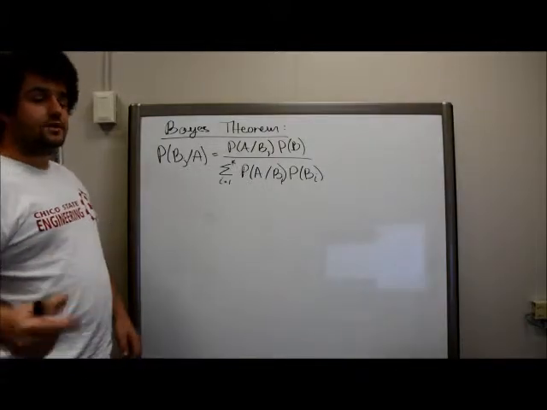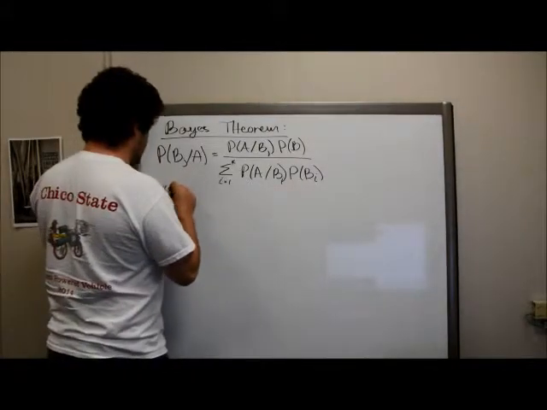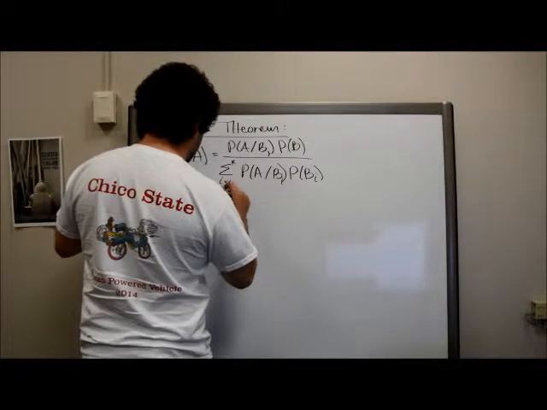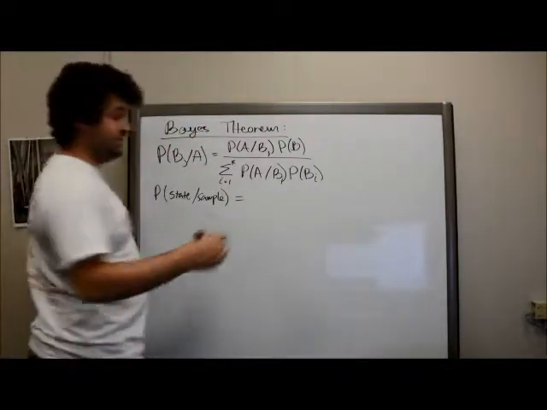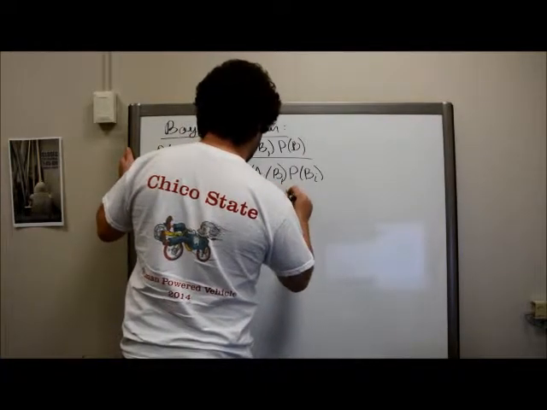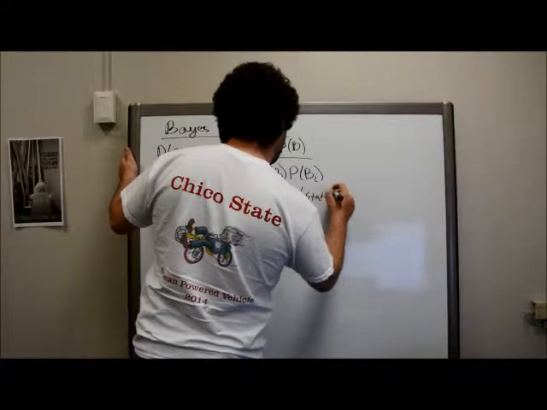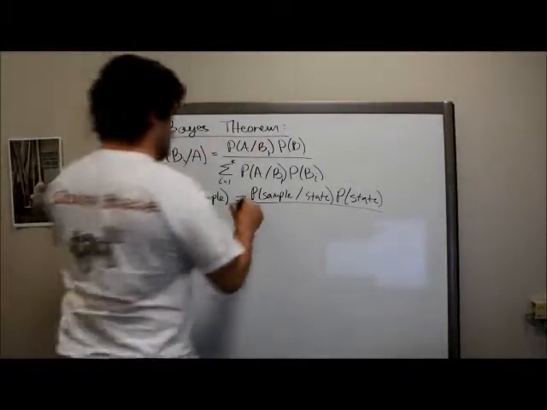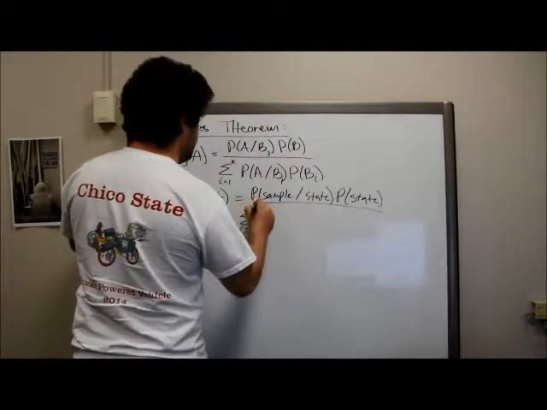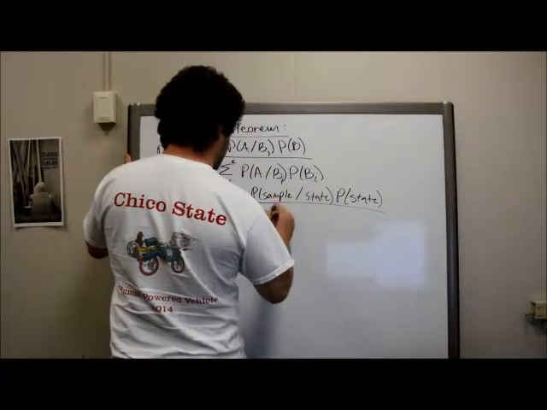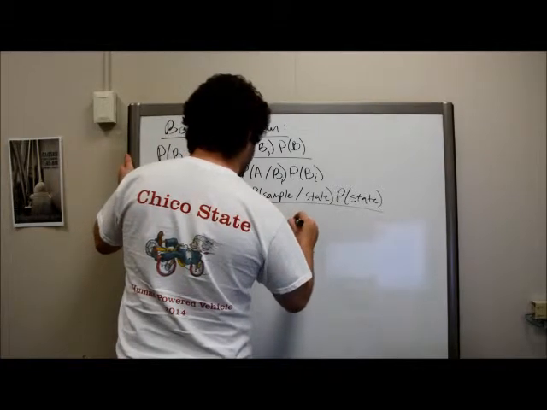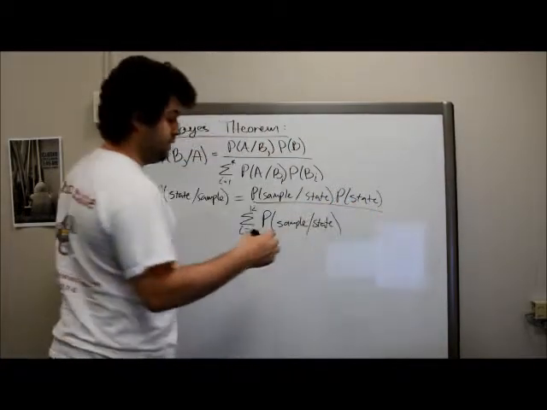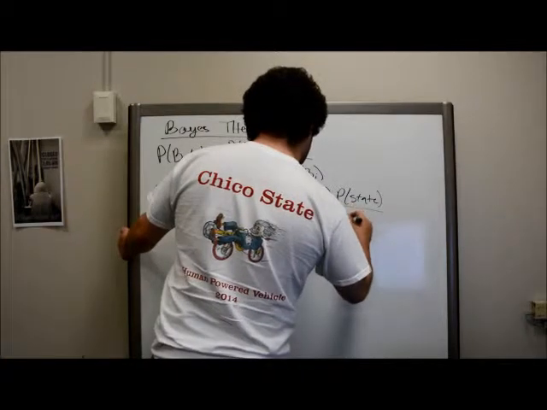Okay, and if we want to write this out with some words, it's the probability of the state given the sample is going to be equal to the probability of the sample given the state times the probability of the state, all over the sum from 1 to k of the probability of the sample given the state times the probability of the state.